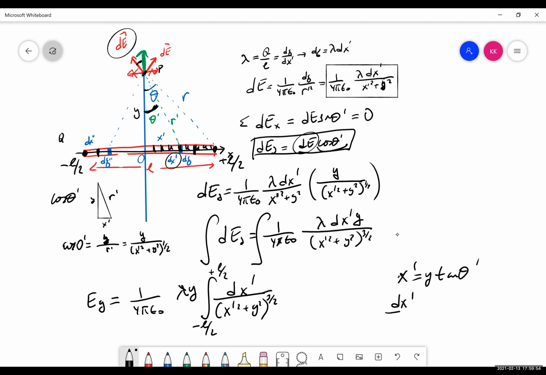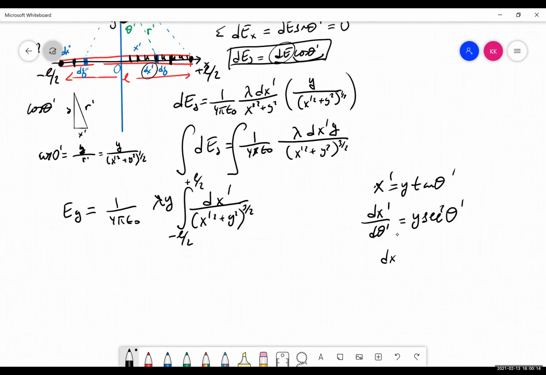Then, taking the derivative of dx prime with respect to d theta prime, this will give you y secant squared theta prime. Because since we're doing the substitution, we also need to substitute dx prime. So we find what dx prime is equivalent to. So dx prime equals y secant squared theta prime d theta prime. All right, so that's basically what dx prime is.